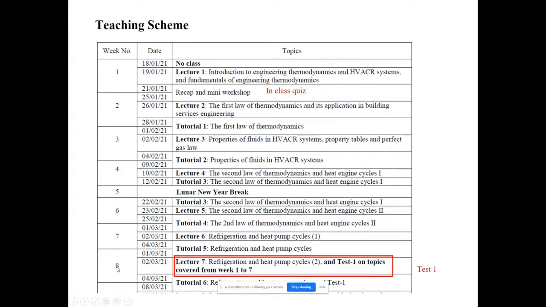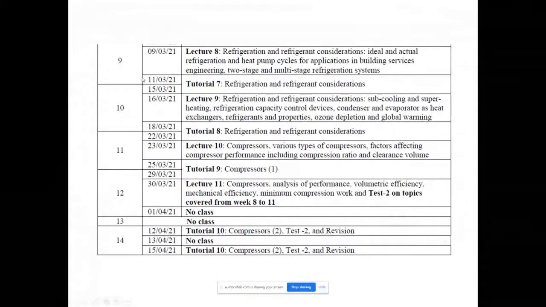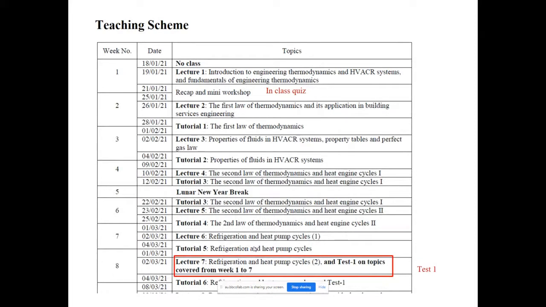Most importantly, for week 8 we will have our first in-class test. The first in-class test will cover what we have learned before that week. And then after in-class test 1, we have our lectures, then lecture 11 and also our revision later. I'm not sure if later we will change from online mode to face-to-face. I will update our teaching scheme if there is any change.